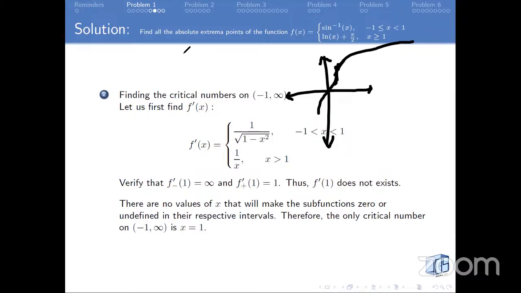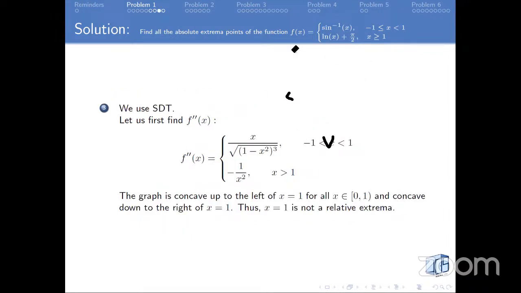At same thing din sa f double prime of x, tingnan natin f double prime of x. Dun din hindi rin defined yung f double prime of 1 consequently. So yun.